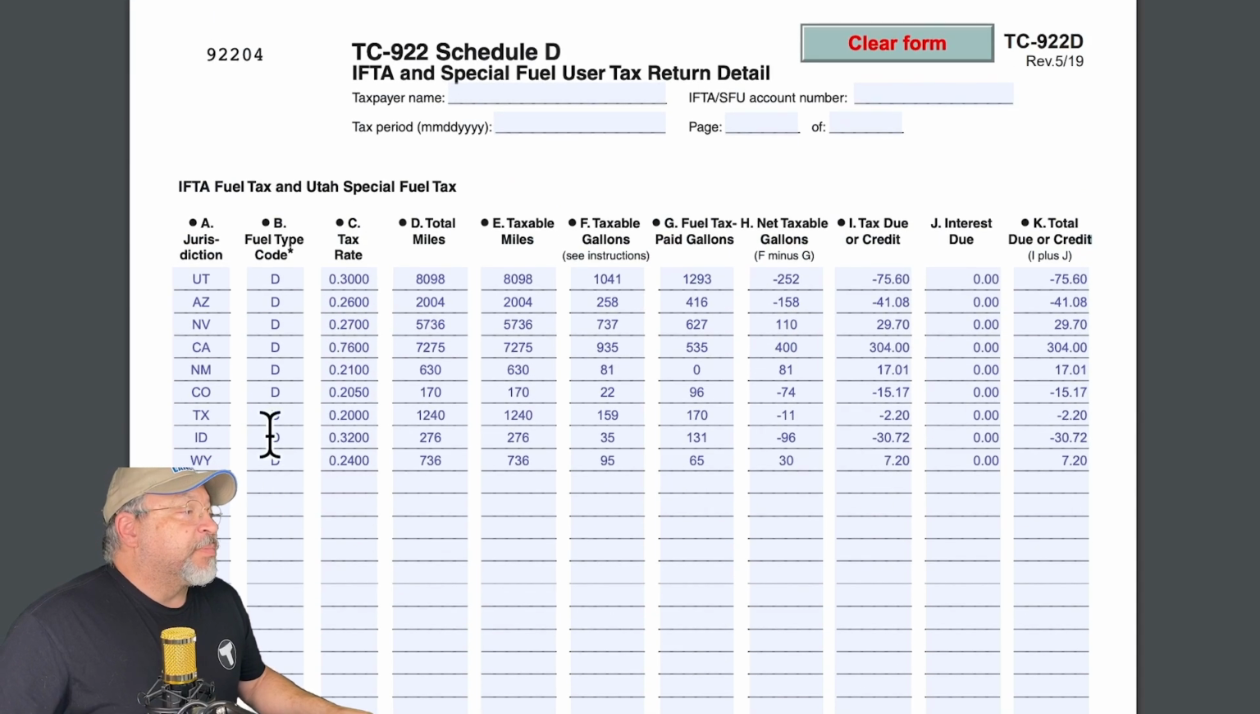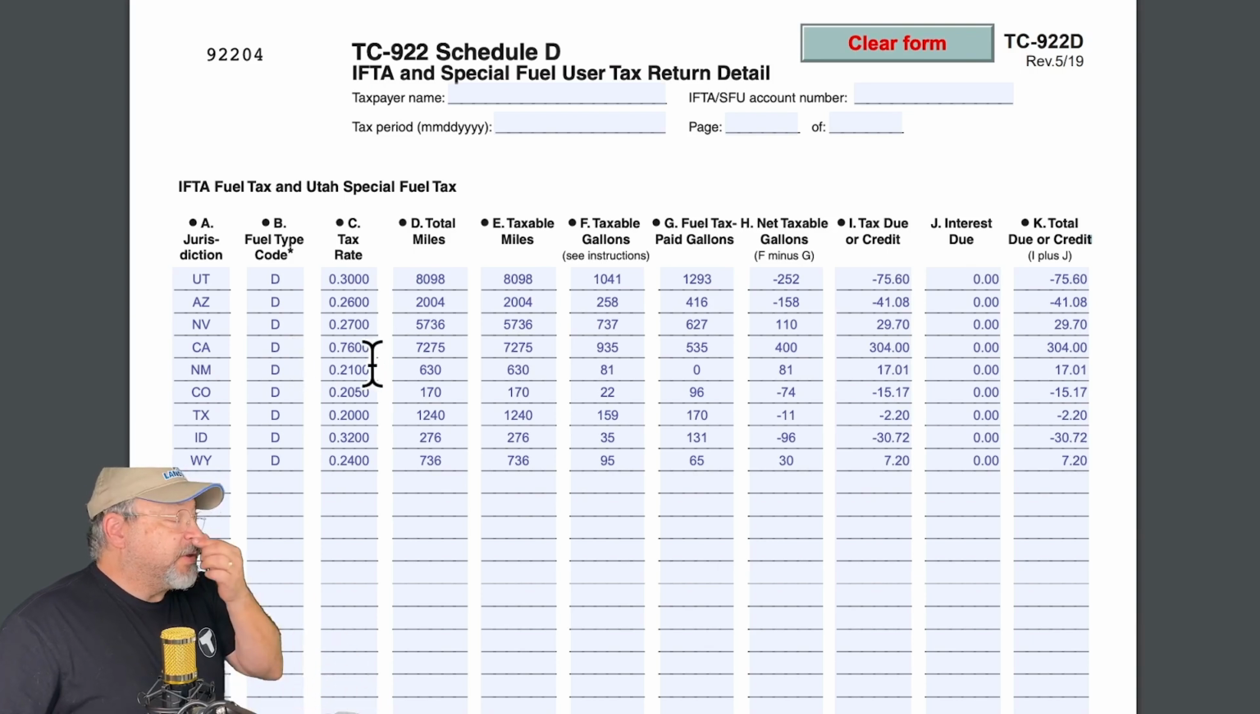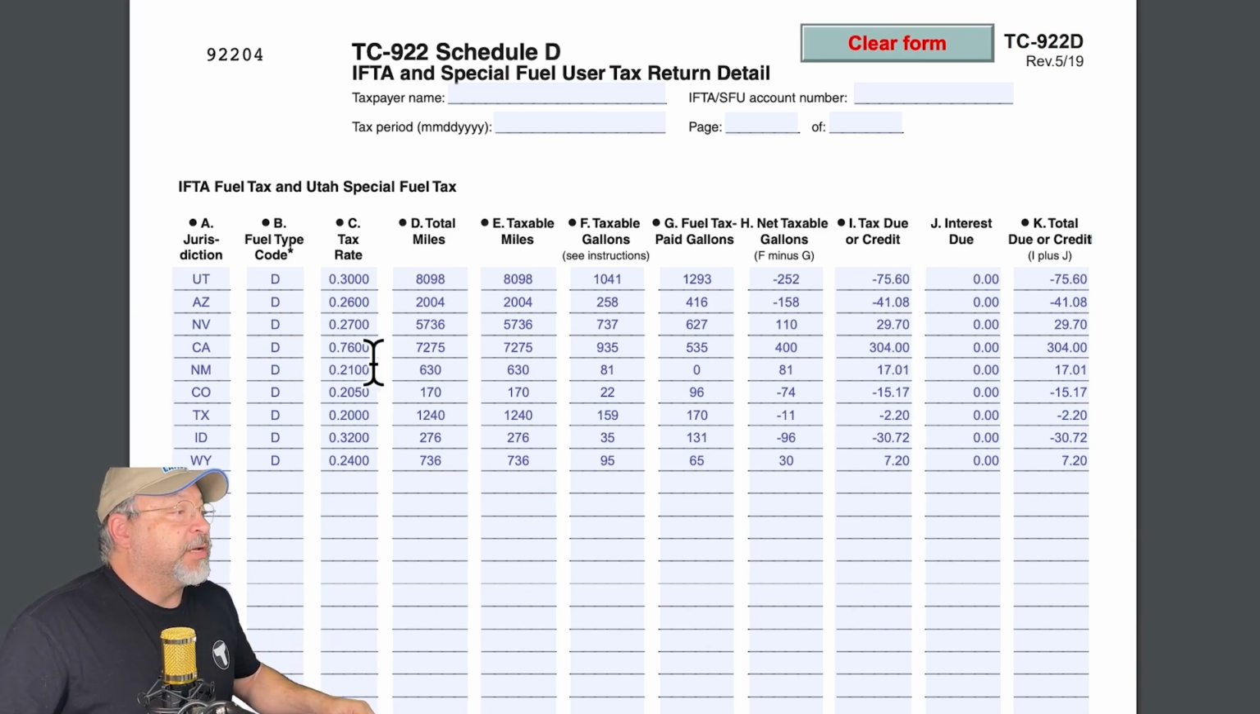So for instance, if I had purchased all of my fuel in California, let's say all of it, at 76 cents. Well, it makes sense, and let's say I drove from here to Salt Lake. It makes sense then that since Nevada's only 27 cents a gallon, and Arizona's 26 cents a gallon, and Utah is 30 cents a gallon, but I paid 76 cents a gallon, that's going to tell you that I'm going to get a huge refund, okay? I'm going to get a huge refund if I bought all my fuel in California.